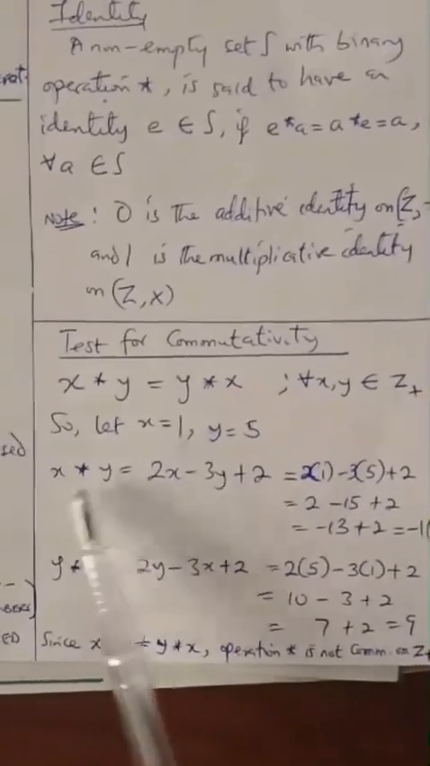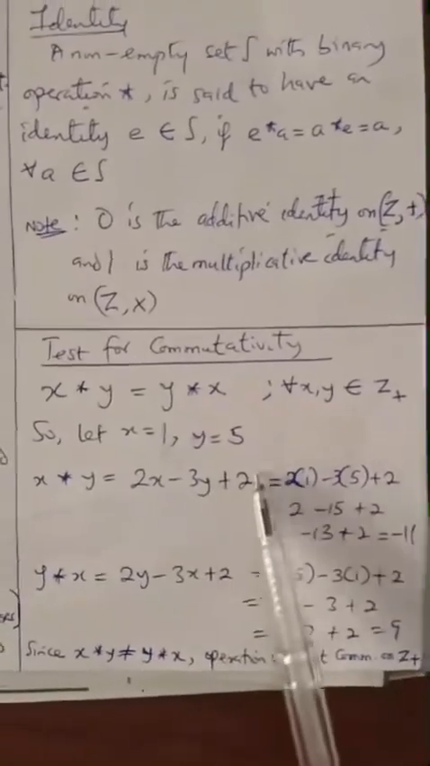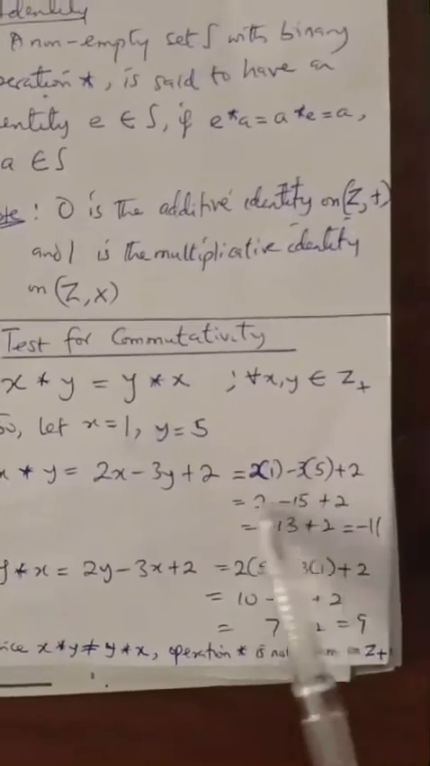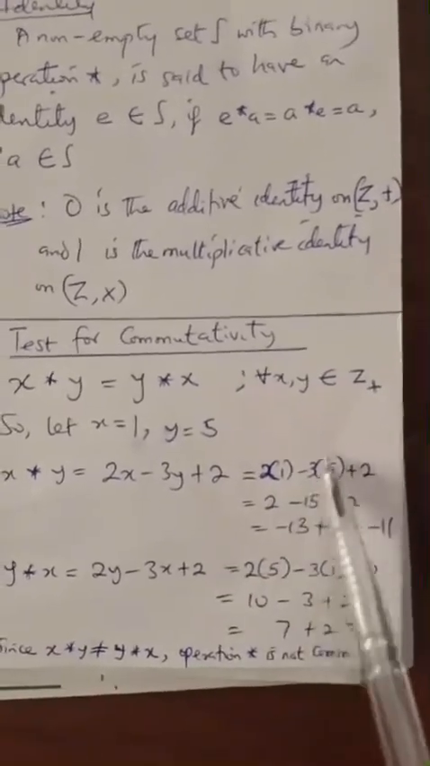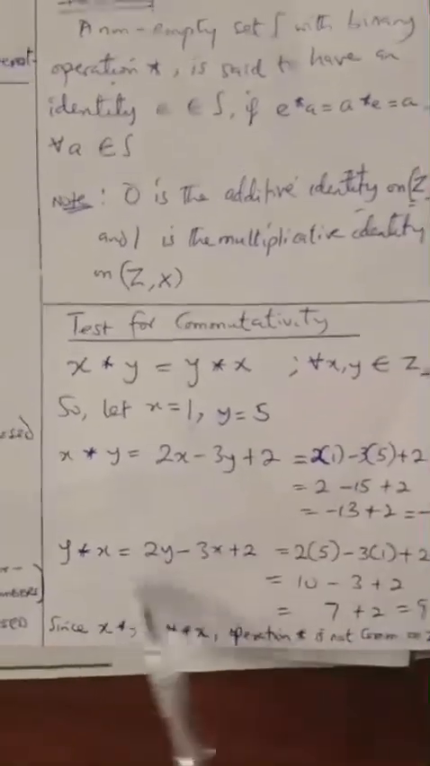So if x is 1 and y is 5, put it into the rule. This is the rule from the question, 2x minus 3y plus 2. So x is now 1 and y is 5. If you substitute that in, you have 2 times 1 is 2, minus 3 times 5 is minus 15, plus 2, you get minus 11. So now we also have to test for this.